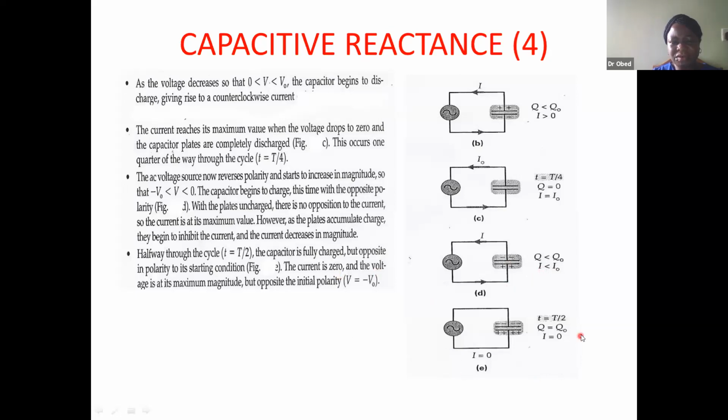So for this condition, halfway through the cycle, the capacitor is fully charged, but opposite in polarity to its starting condition, as in A. In the starting condition, the positive signs were here and the negative signs were here, but this is opposite in polarity. The current is 0, I equals 0, and the voltage is at its maximum magnitude, but opposite the initial polarity. So V is equal to minus V naught.